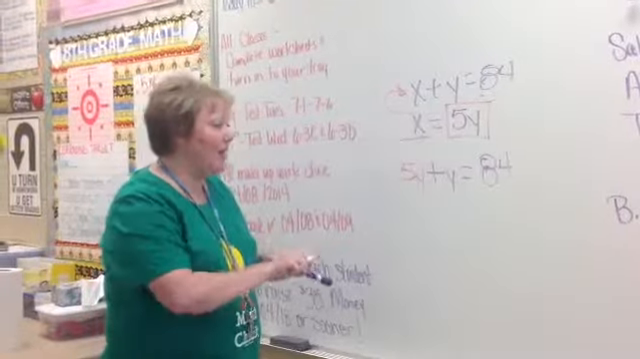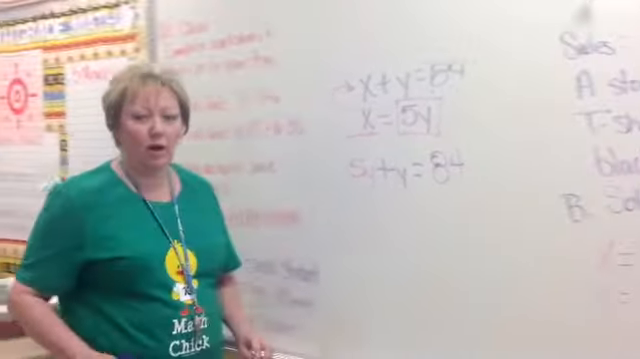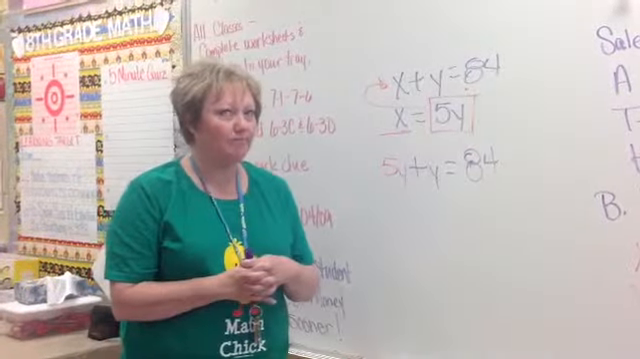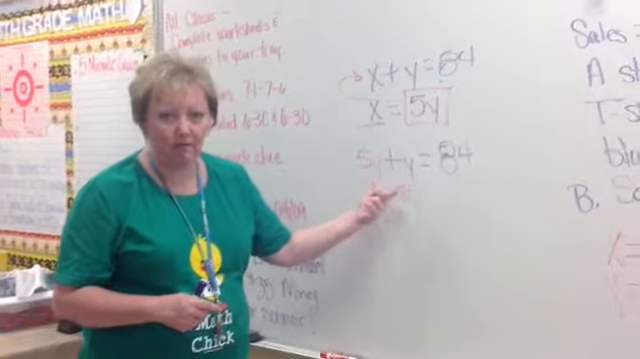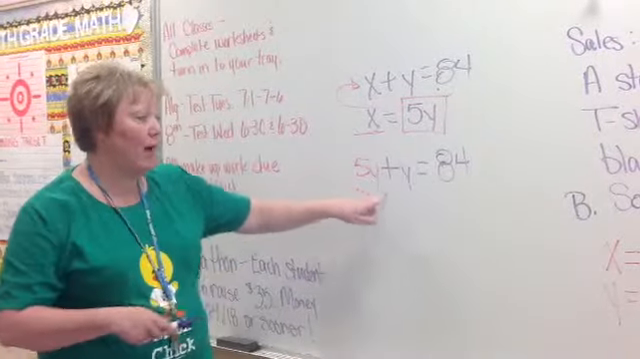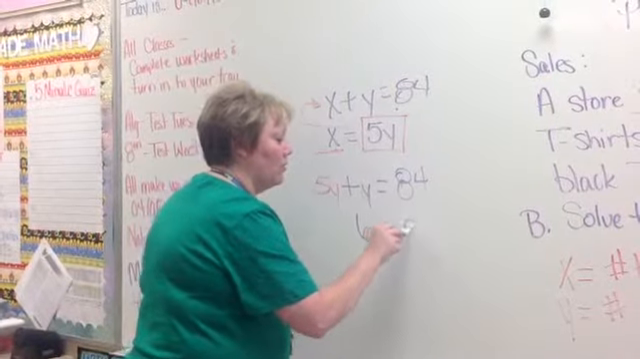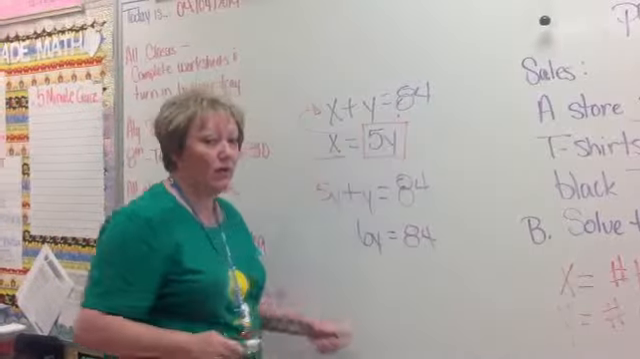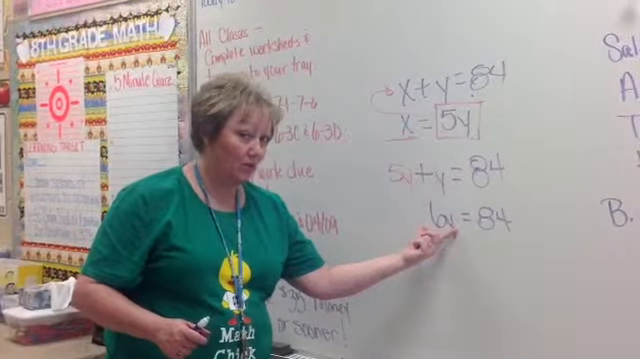Now we have like terms. 5y plus 1y. Why are they like terms? They both have the same variable. So 5y plus 1y is 6y equals 84. Okay, now we said just a few minutes ago what operation we've got right here. Do you remember?